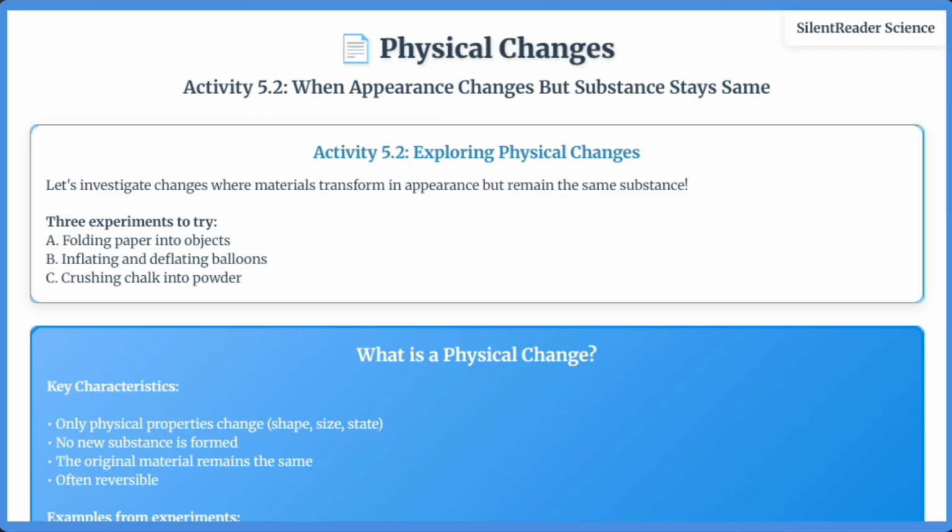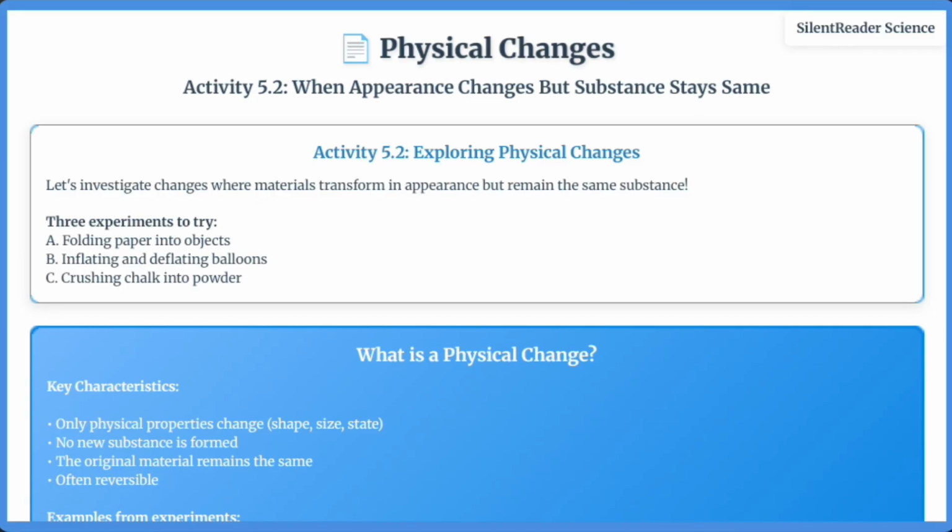Let's begin our exploration with physical changes through Activity 5.2. We'll work with paper, balloons, and chalk to discover changes where materials transform in appearance but remain the same substance. When we fold paper into different objects and then unfold them, we get the same paper back. When we inflate a balloon and then let the air out, we get the same rubber balloon back. When we crush chalk into powder, we still have the same chalk material, just in powdered form.